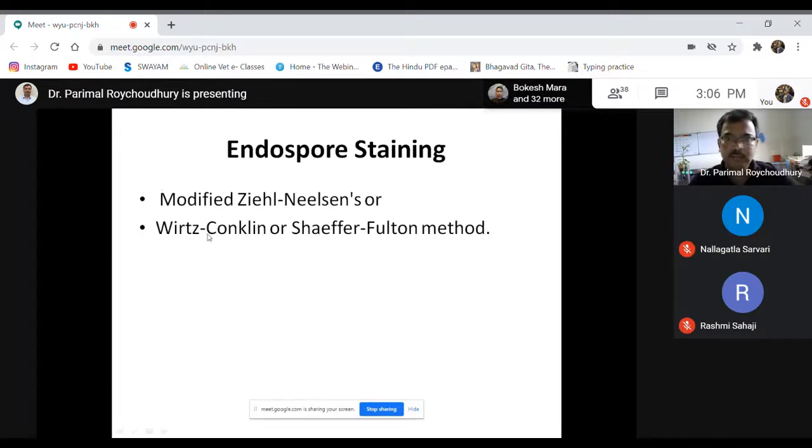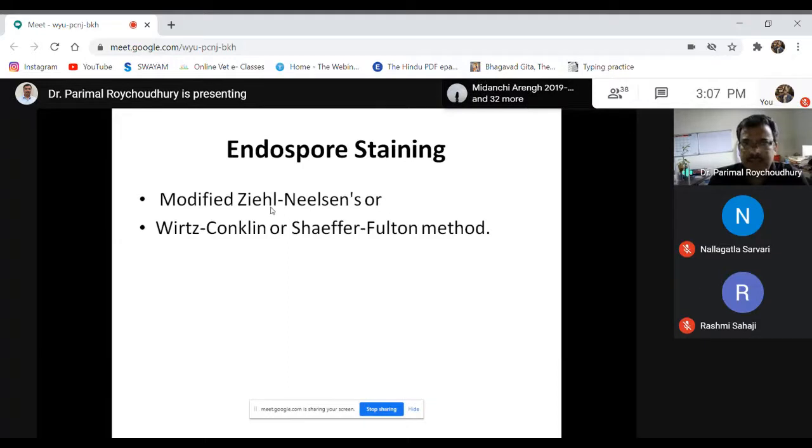There are basically two techniques we use. One is the modified Ziehl-Neelsen technique. It's a modification of acid fast staining. Here also the same principle applies: it is very difficult to stain the bacterial spores, but once they pick up the color, it is very difficult to decolorize them. This is the basic principle of spore staining. So using this Ziehl-Neelsen carbol fuchsin, we can stain the bacterial spores, and later we can apply the decolorizer, and in the counterstain we can stain the exosporium.